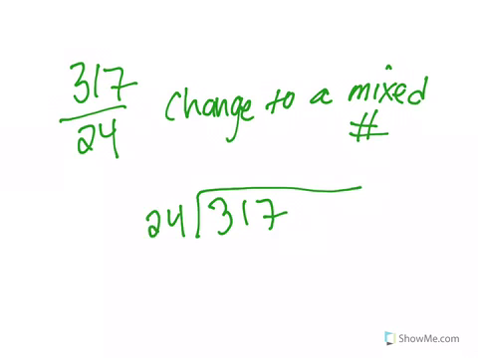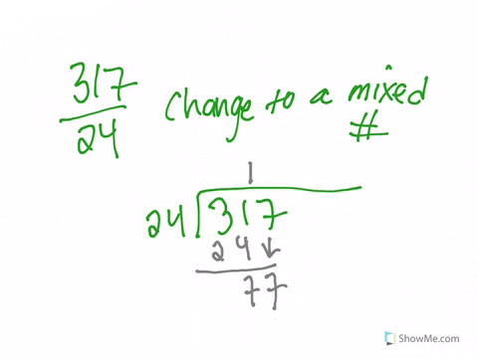well, let's say how many times does 24 fit into 3? It does not. So then how many times does 24 fit into 31? 1 time. 1 times 24 is 24. When you subtract that, you get 7. Bring down the 7. And then you ask yourself, how many times does 24 fit into 77? And that is 3 times. 3 times 24 gives you 72. Subtract that, you get 5. And here is where you will leave it.